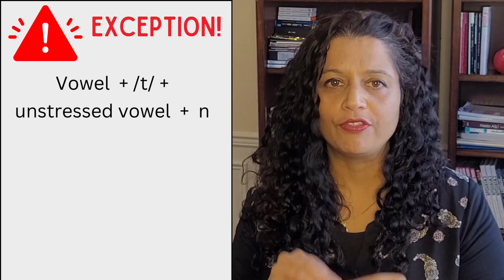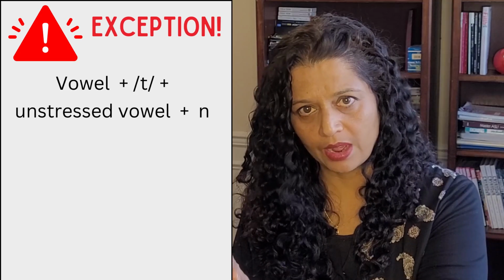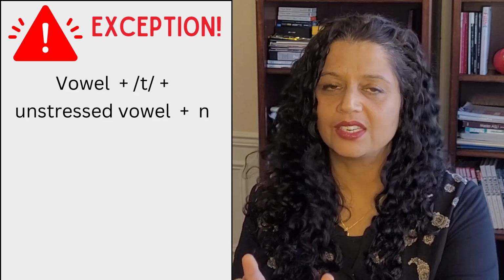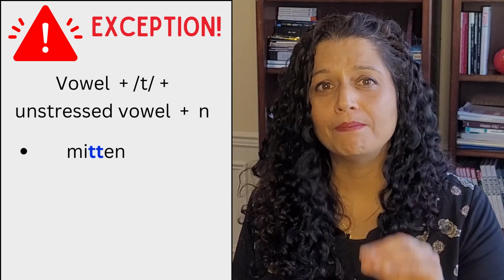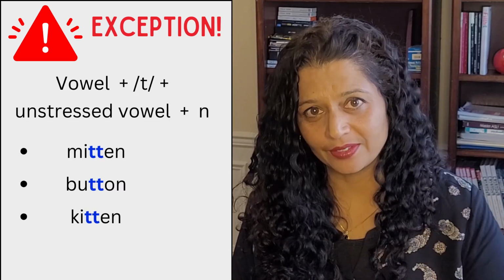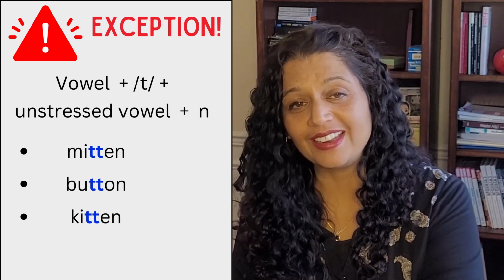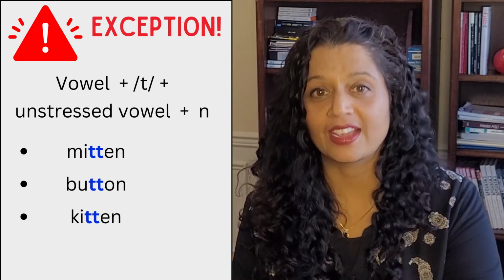So we have 4 rules that we covered, and of course, there has to be at least one exception because it's English. Here's the exception. If you have a word that has a vowel, a T, followed by another vowel and an N at the end, then that T does not change into the flap. Okay, so these would be words like mitten, button, kitten. The T sound is changing, but it is changing into something completely different. It is not a flap. Okay, and we're actually going to talk about what's happening in those words next week.